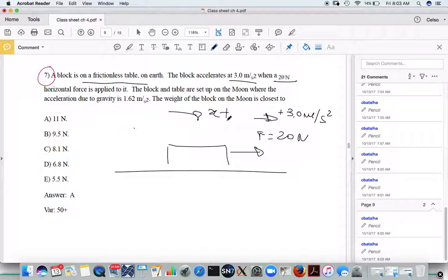The block and the table are set up on the moon where the acceleration due to gravity is less. The weight of the block on the moon is close to, well, that's a simple one. It doesn't matter what acceleration is going on here. Oh, wait a second. Oh, I know it. So on Earth, a block on a frictionless table. So the block acceleration is given, the force is given.